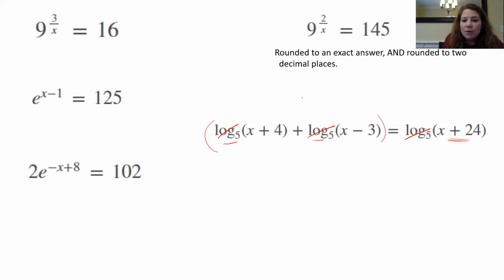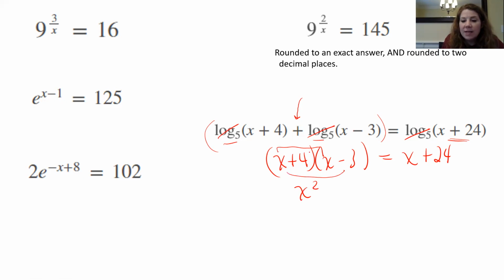Now remember the logarithm properties. When I see addition, I'm going to actually multiply them. So I'm going to multiply x plus 4 times x minus 3 is equal to x plus 24. Now I'm going to FOIL this: x squared, then negative 3x plus 4x is positive 1x.